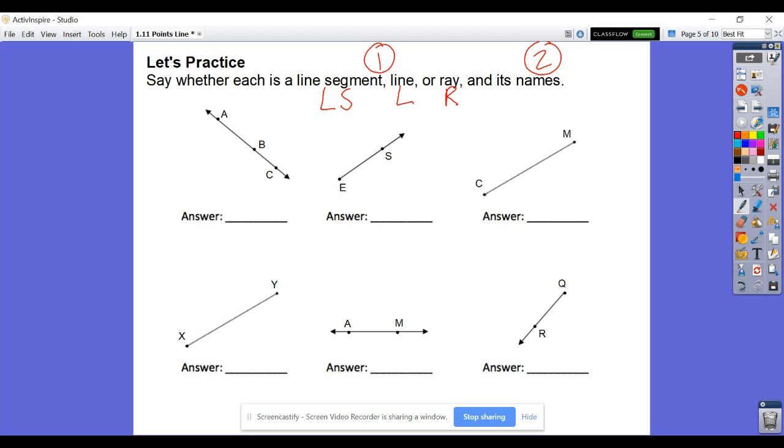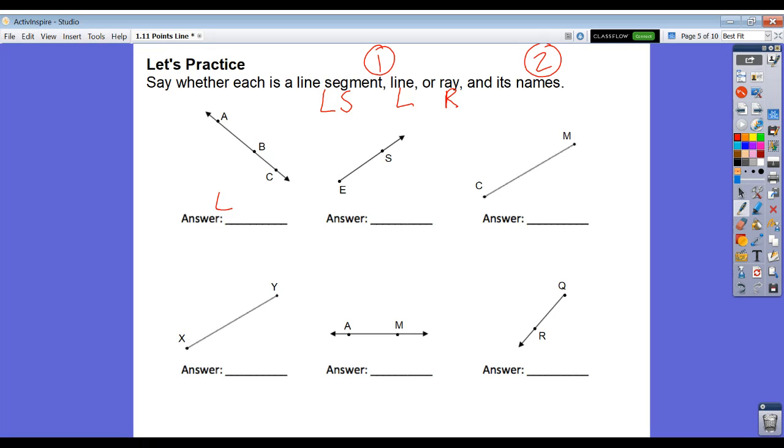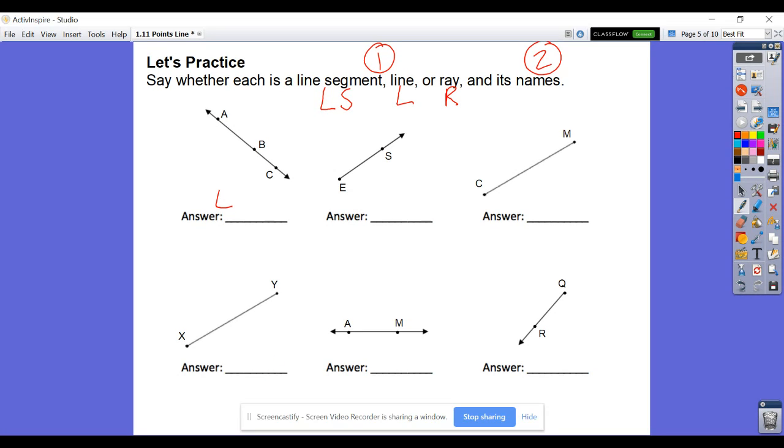So in this first one, raise your hand if you can tell us what this is a picture of, Emily. Good, a line. So you can write an L. We'll write it actually above, just above the answer, so that you save room for all its names. Okay, let's do this one. What's this, this next one, Grace? Good. How did you know it's a ray, not a line?